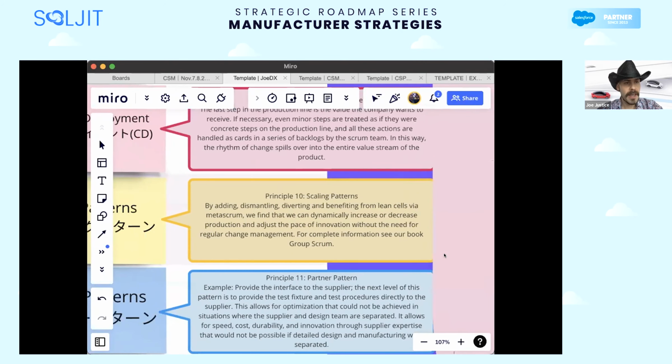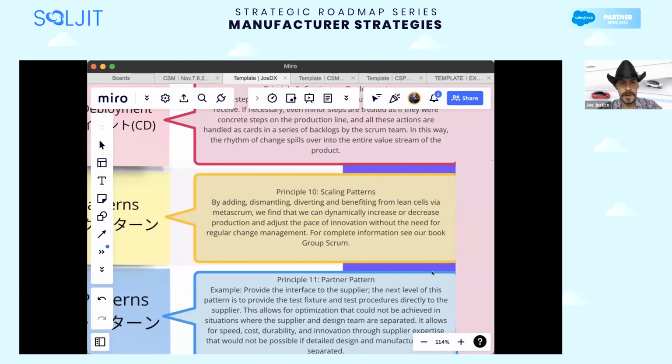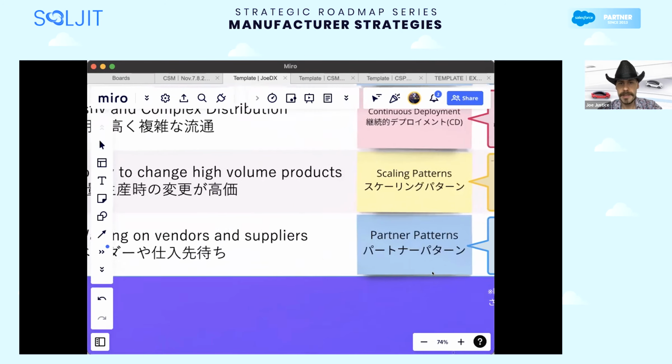Scale patterns. By adding, dismantling, diverting, and benefiting from lean cells via a practice called Metascrum maybe, or coordination across teams, we find that we can dynamically increase or decrease production and adjust the pace of innovation without the need for regular change management cycles. For complete information, see the upcoming book, Group Scrum. There's more information in the current book, Scrum Master.